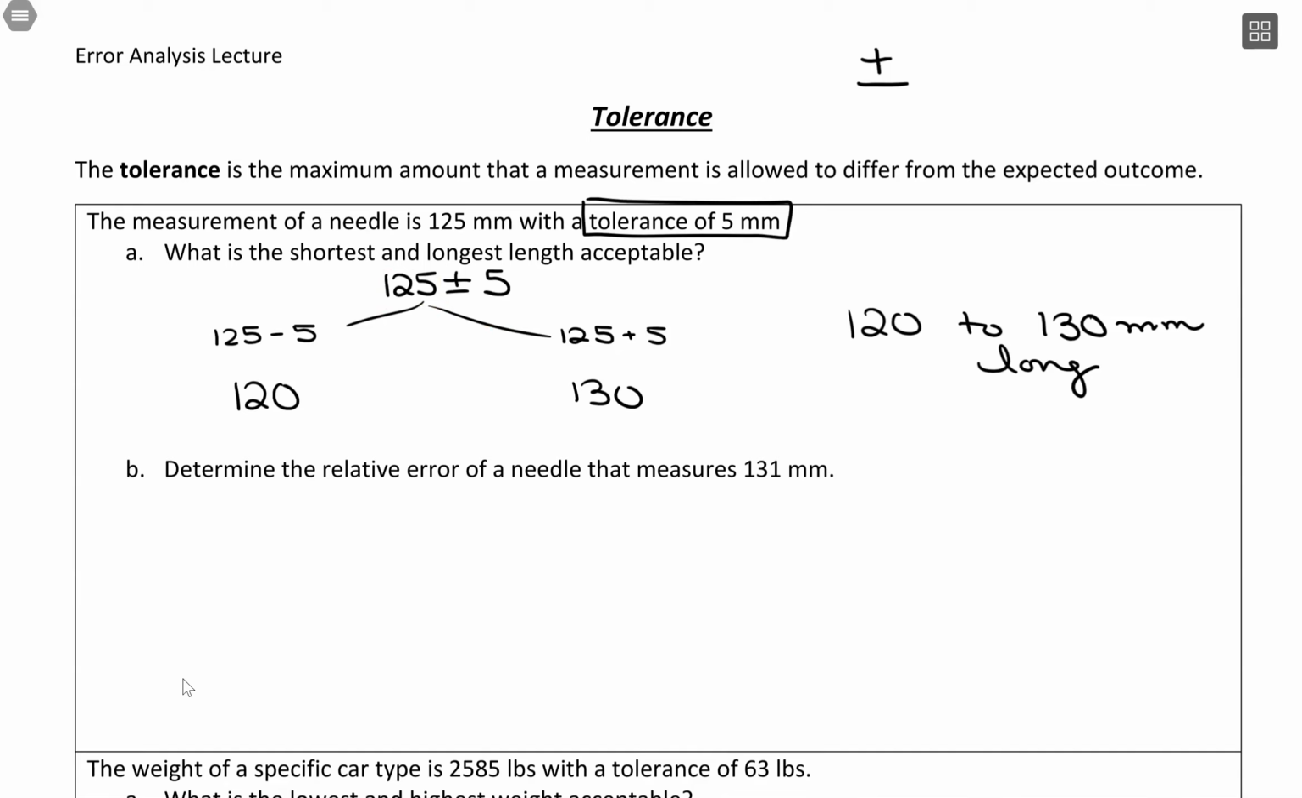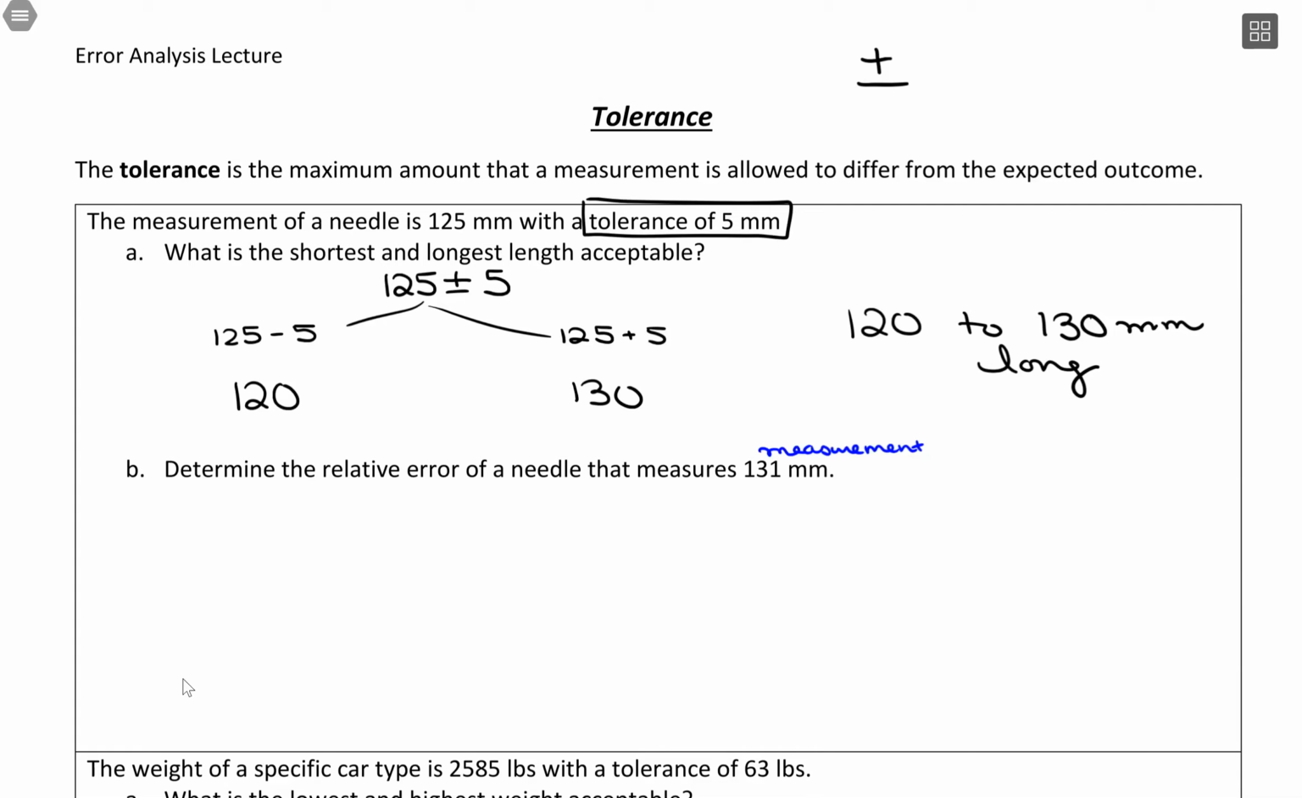All right, determine the relative error of a needle that measures 131 millimeters. I'm just connecting that previous video for a little bit more practice. So we have this measurement here, and we can see that this measurement actually goes beyond the tolerance. That means we're letting a little bit too much error come through. So when we see this percentage, we'll expect it to be a bit big.